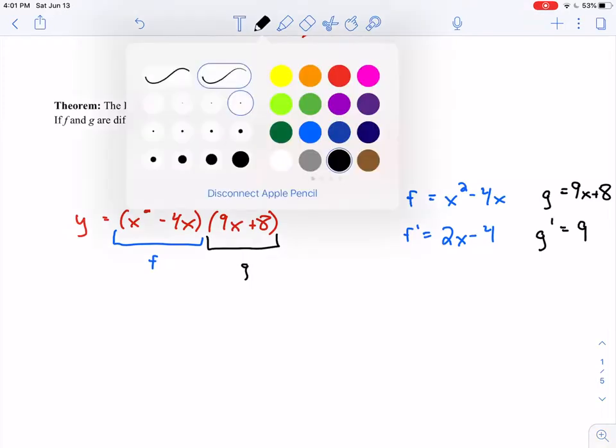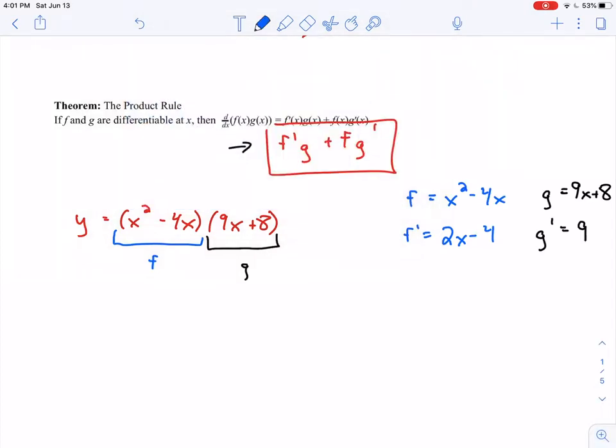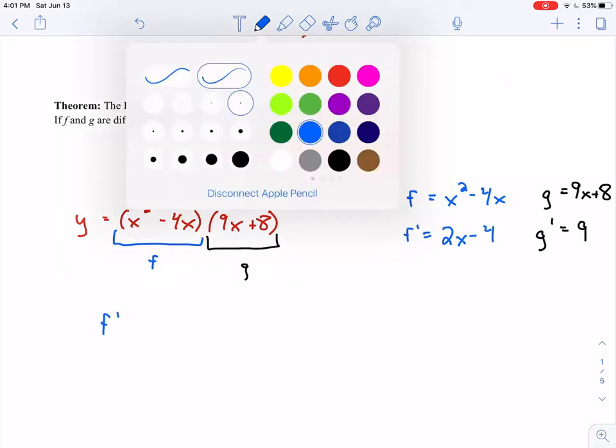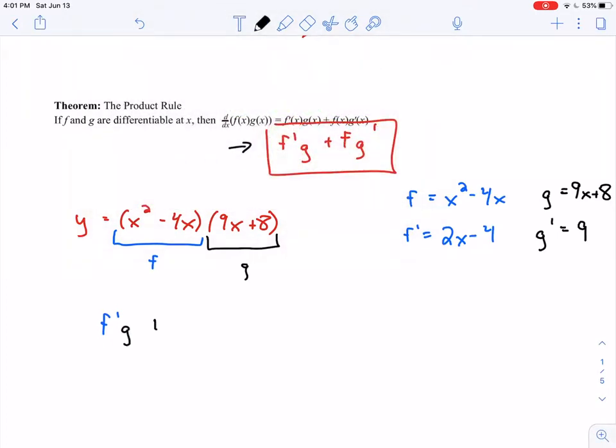I'm going to go ahead and write the product rule right above just so that we have it in front of us. So when we go to take the derivative, the product rule says f prime times g plus f times g prime. So okay, we're going to multiply. We're going to start with f prime. So this is my derivative y prime. So f prime, that is 2x minus 4 times g. What is g? Well, g is 9x plus 8.